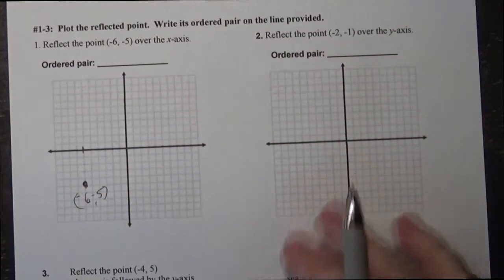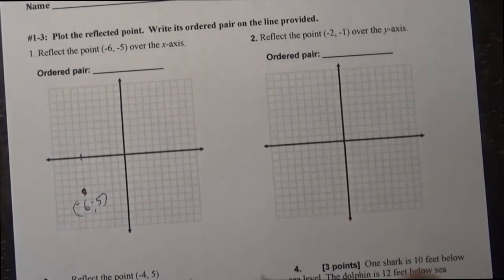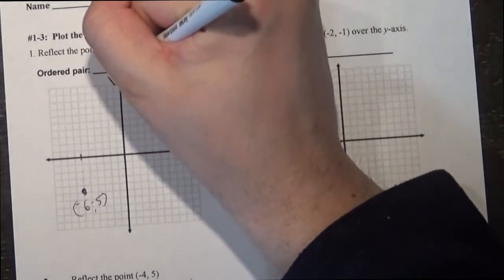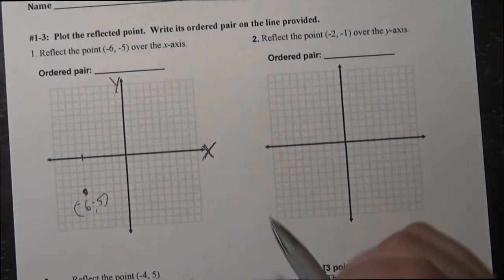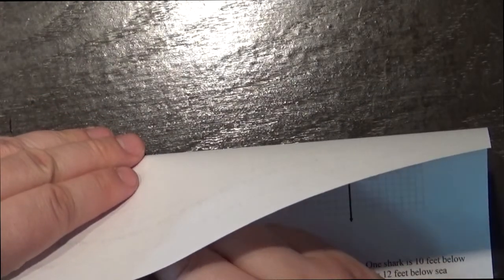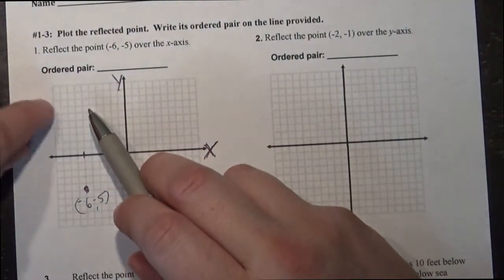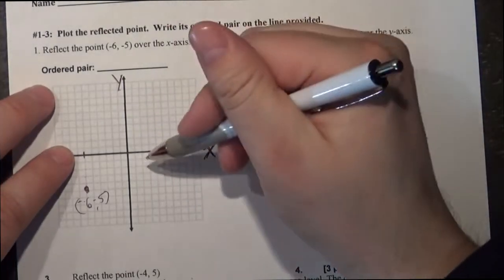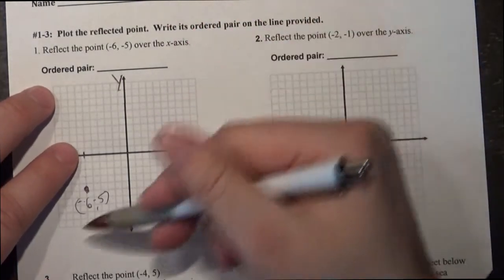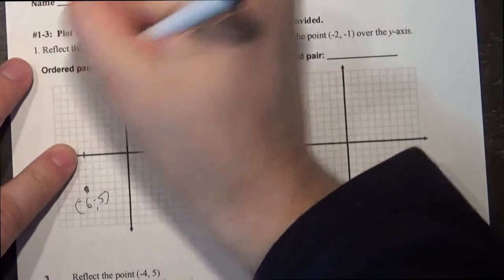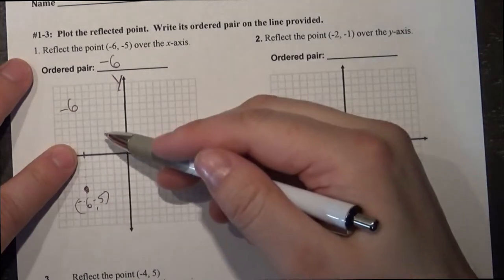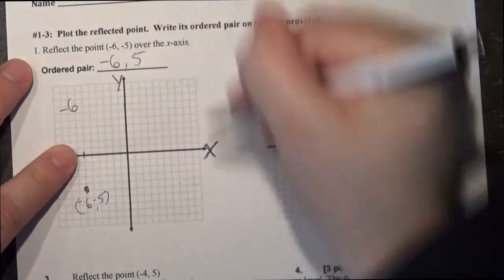Now if I'm reflecting this over the x-axis, I need to know which one's the x-axis. That's the one that goes horizontally. That's x. The vertical one is my y-axis. So if I'm reflecting it over x, it's like I'm taking my paper, folding it over, and that -6, -5 is going to leave a mark up here somewhere in quadrant 2. So if I know something about reflections, I know I'm reflecting over the x, so the x value stays the same. So I'm looking for -6, right? And then the y is just going to switch. It's going to be its opposite. So that's going to be +5.